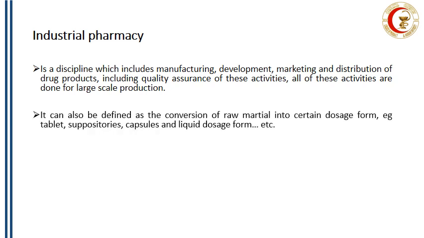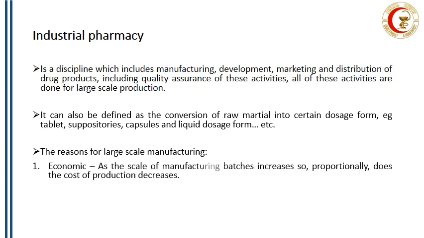We can also define industrial pharmacy simply as the conversion of raw material into a certain dosage form, such as tablets, suppositories, capsules, liquid dosage forms, including oral or parenteral. Now, why is large-scale manufacturing very important? Two main reasons. First, economic. As the scale of manufacturing batches increases, the cost of production proportionally decreases.